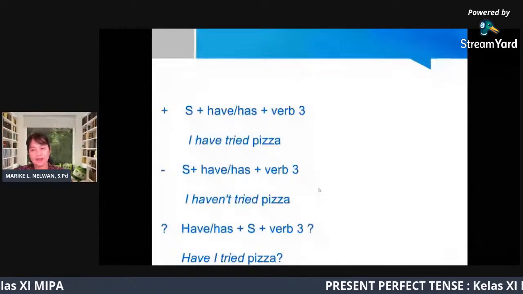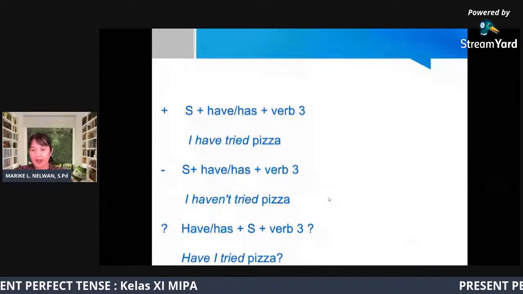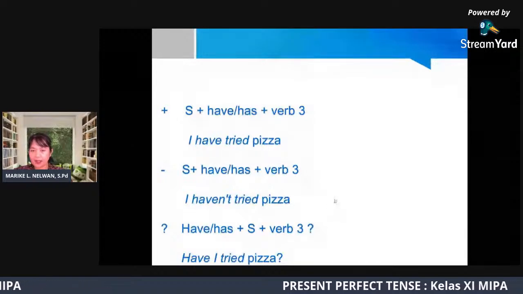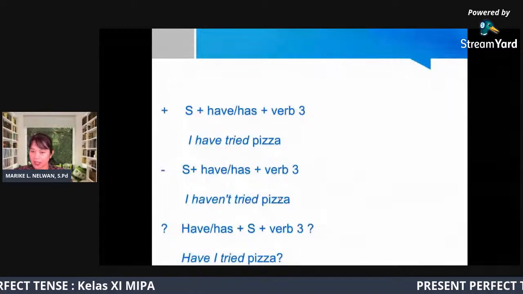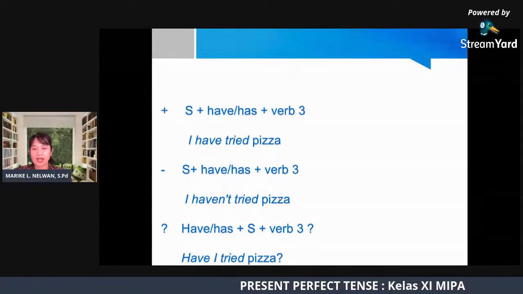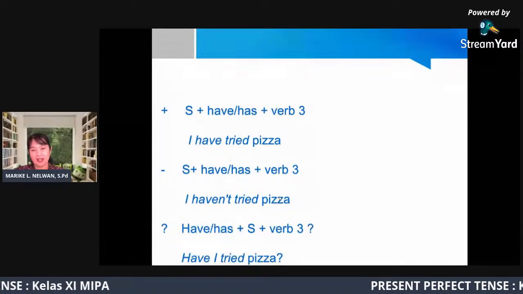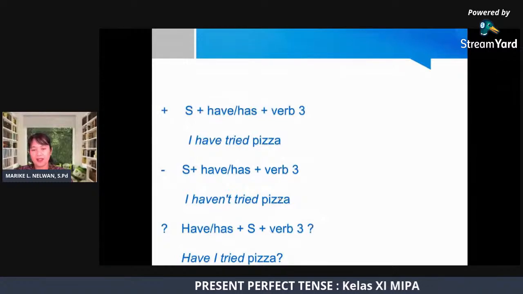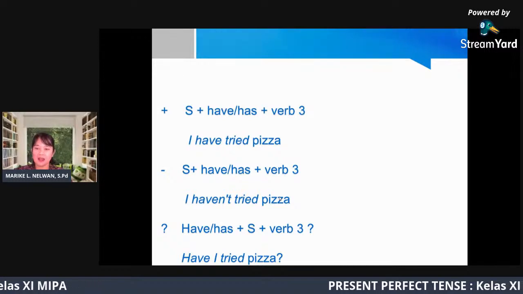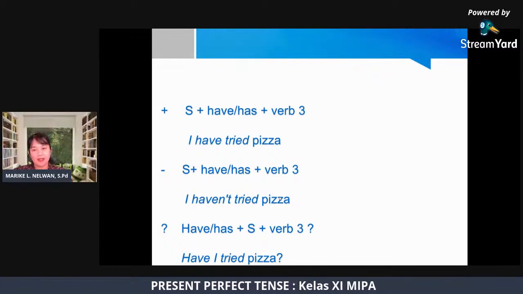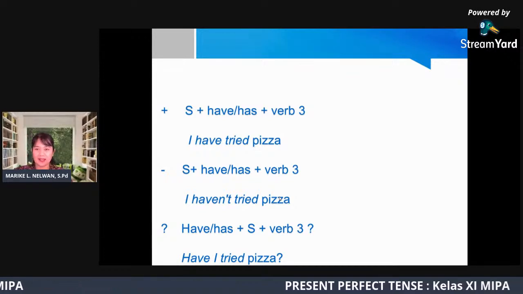How about the interrogative sentence? Kalian lihat, have become first, have duluan, atau has, tergantung subjeknya, kemudian diikuti oleh subjek, baru diikuti oleh kata kerja bentuk ketiga. Have I tried pizza? And if you want to answer this question, and if your answer is yes, and then you can say, yes, I have tried pizza. But if your answer is not, and then you can say, no, I haven't tried pizza.